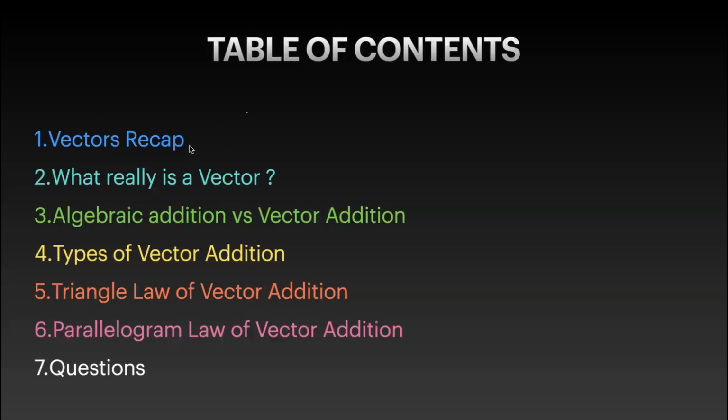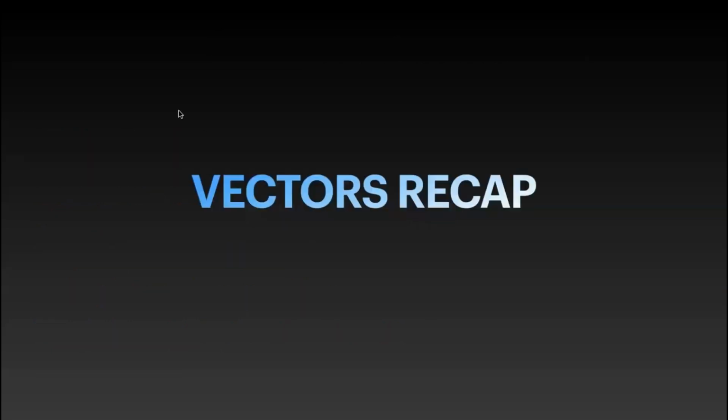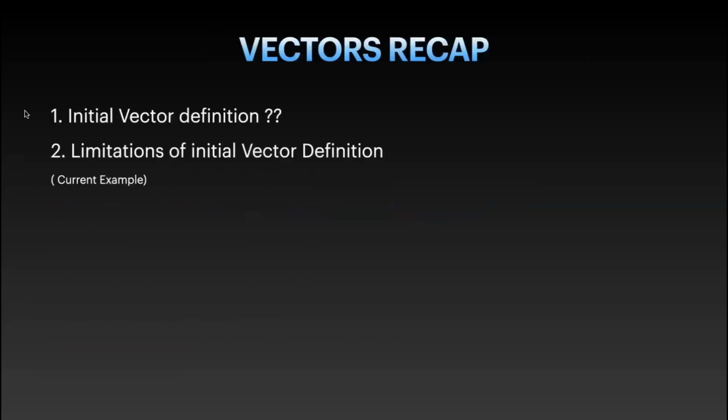So first we will recap what a vector is. Next, we will modify the definition of the vector. Next, we will see the difference between algebraic addition and vector addition. Next, we'll learn two types of vector addition, which are triangle law and parallelogram law, and we will learn each of them in detail. And at last, we will deal with some questions. Okay. First, let us quickly recap what a vector is.